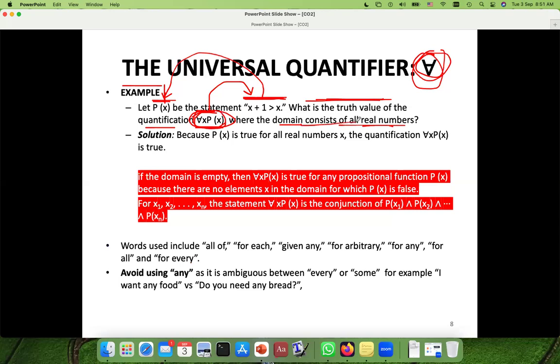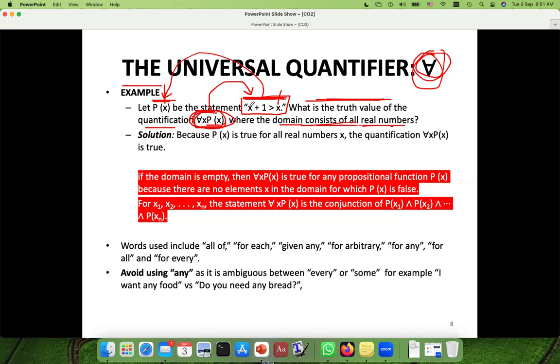The domain is given, all real numbers. Real numbers are, for example, 0.25, 0.45, 0.43, 0.5, 0.75. You can take any real number from this domain, put that value in the equation, and see whether the equation is true or not, because P(x) is actually this equation. We have to check x plus 1 is greater than x. If I take 0.5, then 0.5 plus 1 is 1.5, which is greater than x, the value of which is 0.5. So it would be true.